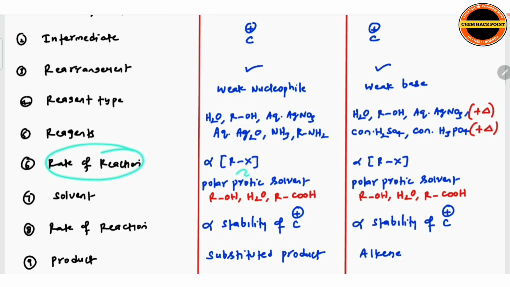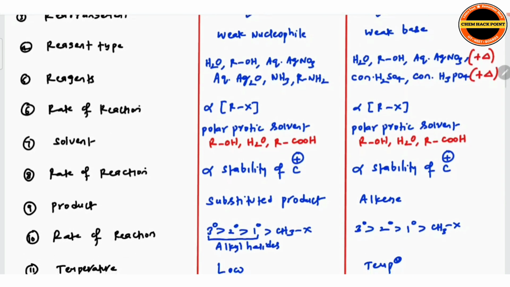Rate of reaction is directly proportional to alkyl halide. Here also directly proportional to alkyl halide. Solvent: polar protic solvents favor the reaction. So what are polar protic solvents? Those which are polar in nature and can produce protons, meaning H+. ROH, H2O, RCOOH. Similarly here, ROH, H2O, RCOOH. There is similarity, but products are different based on condition.